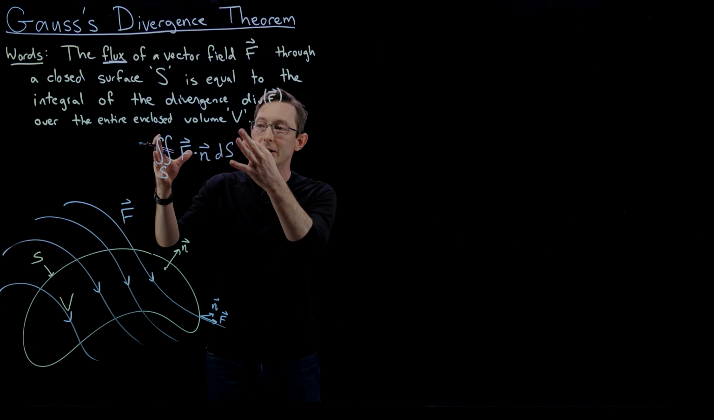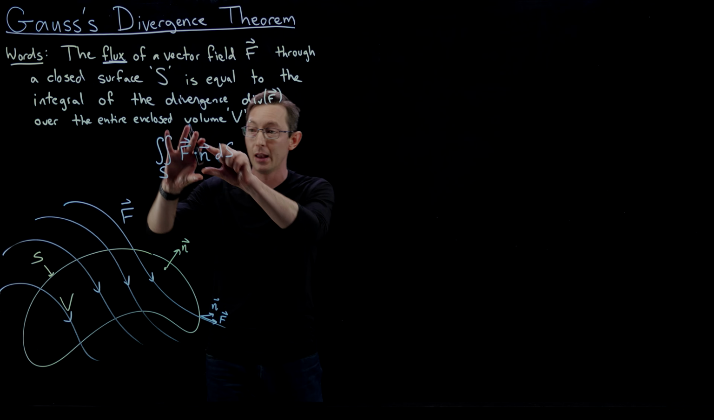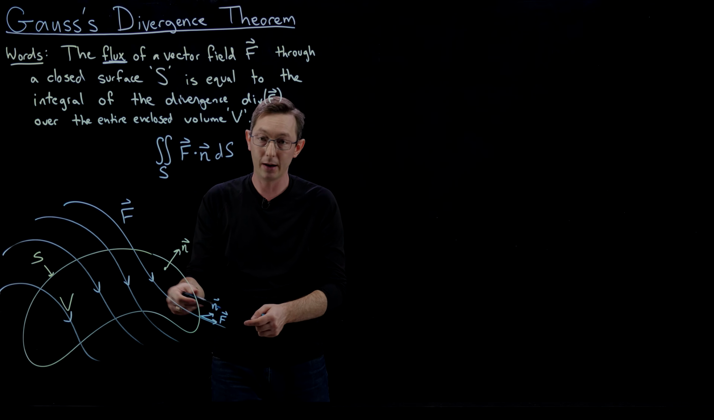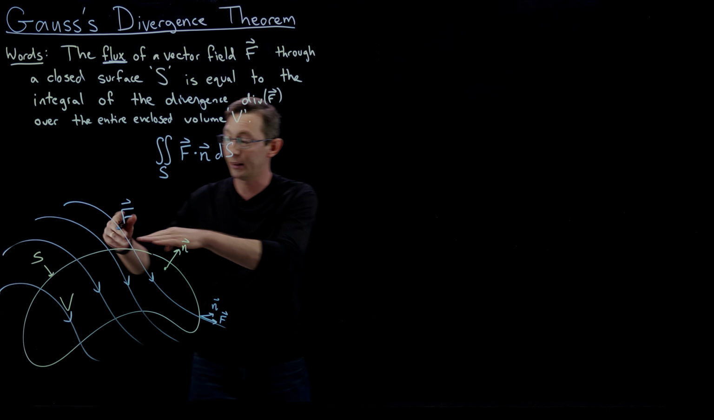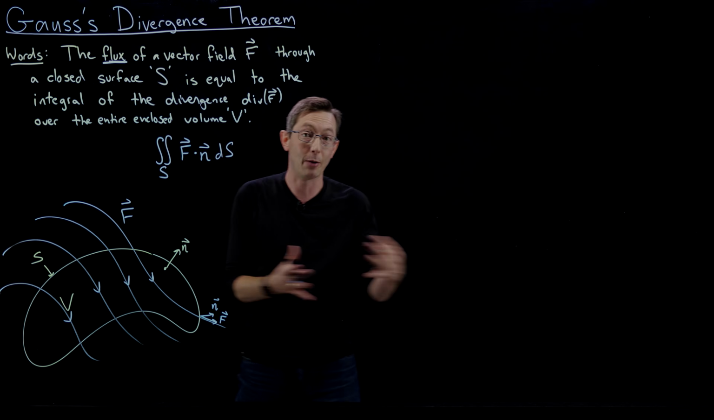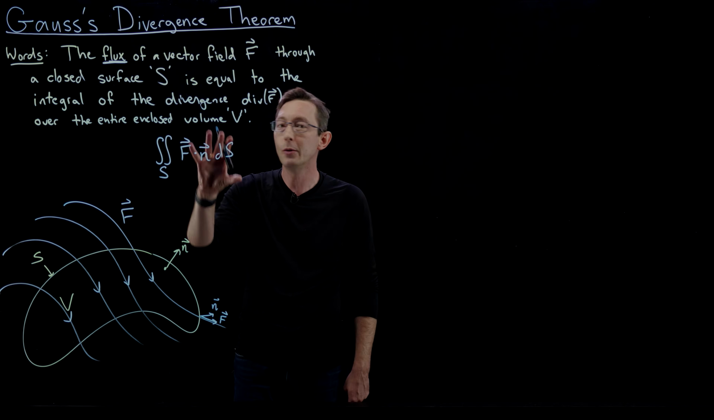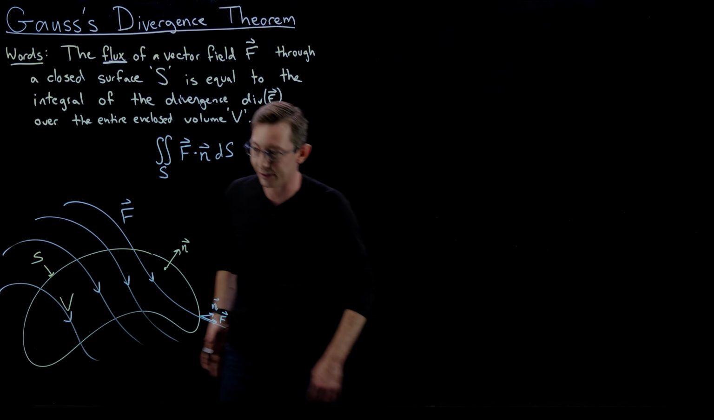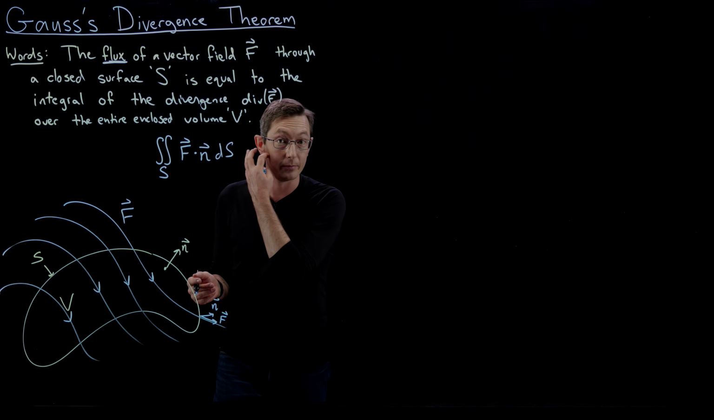This is literally the definition of what I mean by the flux. This is how much stuff is being carried out of the volume. We compute how much of f is pointing in the normal direction using the dot product, and we integrate that up over the entire surface, and that's how much stuff is leaving the volume. This is basic accounting. This is the only way stuff can leave the volume, okay?